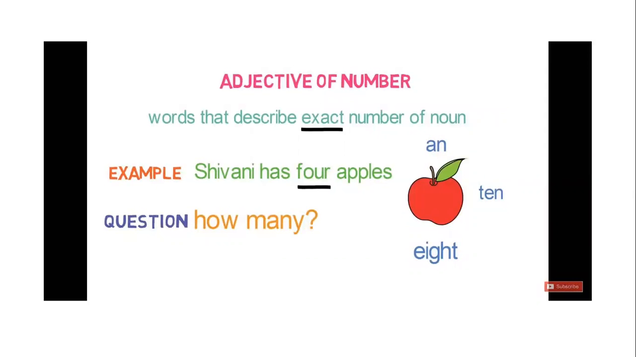Now, exact numbers are told when you are using adjective of number. These are words that describe exact numbers of a noun. For example, Shivani has 4 apples. Now we are clear. If we never knew the number, we might have said she has some apples. Now, some is not specified. Here, she has 4 apples. The number 4 specifies the exact number. An apple, 1 apple, 10 apples, 8 apples. So how many is answered by adjective of number.